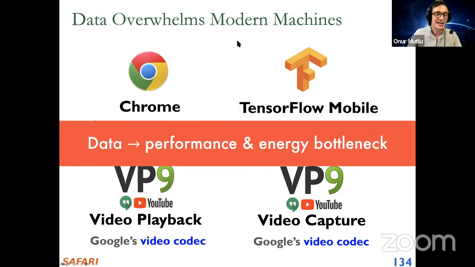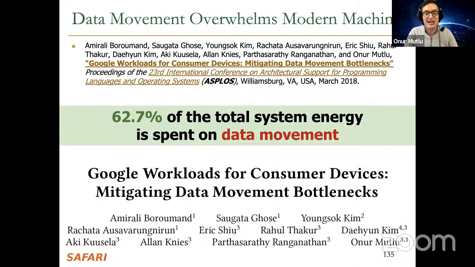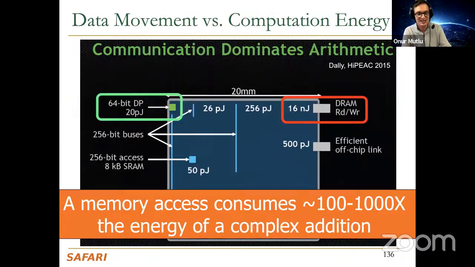And we actually analyze these applications a lot. These are browsing, TensorFlow, video playback and capture, like what we're doing right now. We're consuming a lot of energy right now, for example, because we're moving a lot of data inside our machines, across our machines, etc. So we're bottlenecked basically. And we analyzed these workloads on a mobile system, and we found out that more than 60% of the entire system energy is spent on data movement in these devices, on these applications, and real data sets.